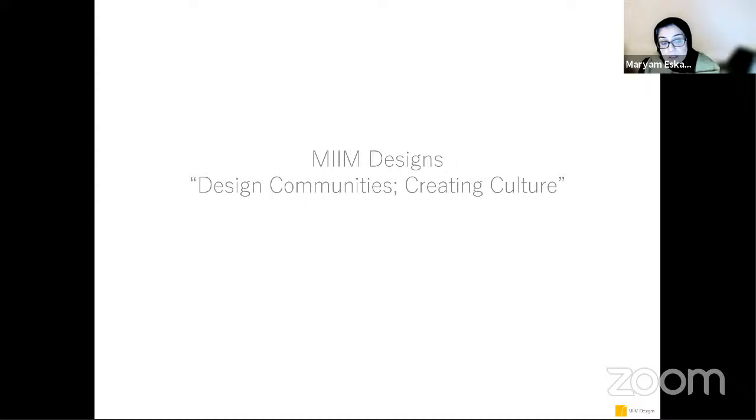Although we're talking about sustainable design, and given that that's integrated in our discipline and in the pedagogy of our design, today I'm going to focus a little more on the theme of how do we live together, and more so on MIM's own principles, which is designing communities and creating culture. We came up with this principle based on some of the work that we've been doing. This morning I'm going to share with you some of the projects that we have been working on here at MIM Designs.